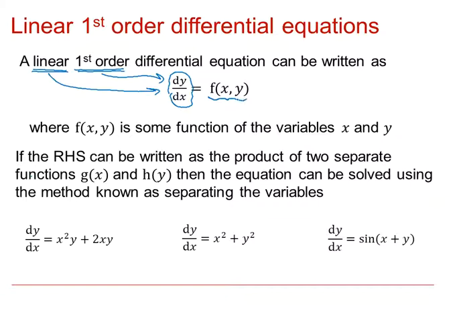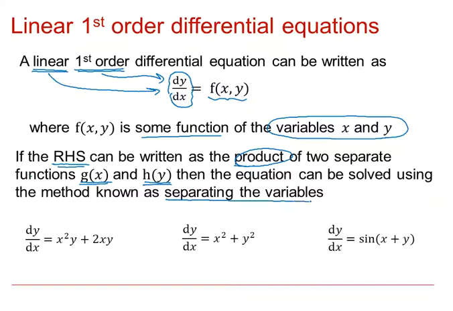The right hand side we've called f of x, y, and at the moment that is just some function which is a mixture of the variables x and y, but we need to look at that in a little bit more detail now. This method relies on looking at the right hand side, and asking can we write the right hand side as a product of two separate functions, g of x and h of y. If we can, then we can use a method called the separation of variables.